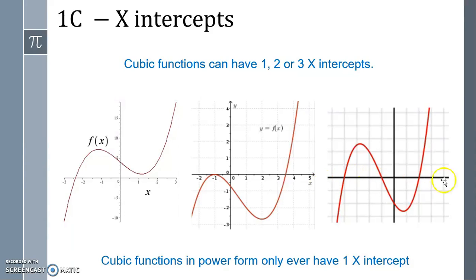Okay. We're also going to talk about 2 different ways of writing cubic functions. One is standard expanded form, and the other one is called power form. And if it's in power form, you will only ever have 1 x-intercept. Okay, so just keep that in mind. Apart from power form, the only way to figure out how many intercepts there are is to work it all out.